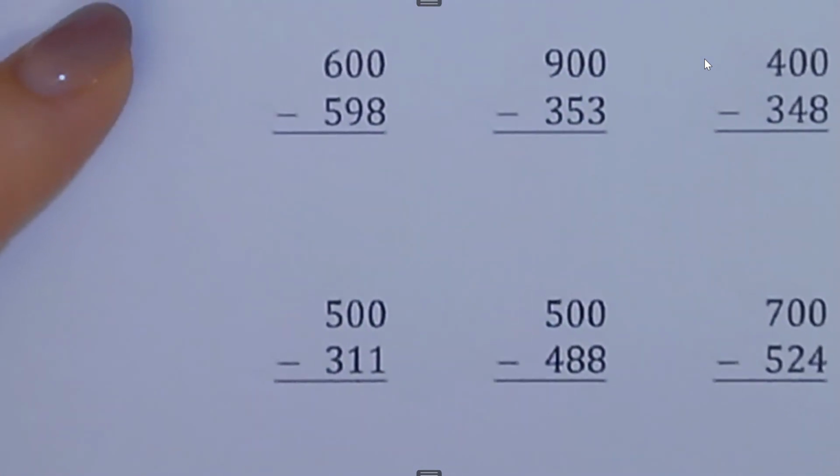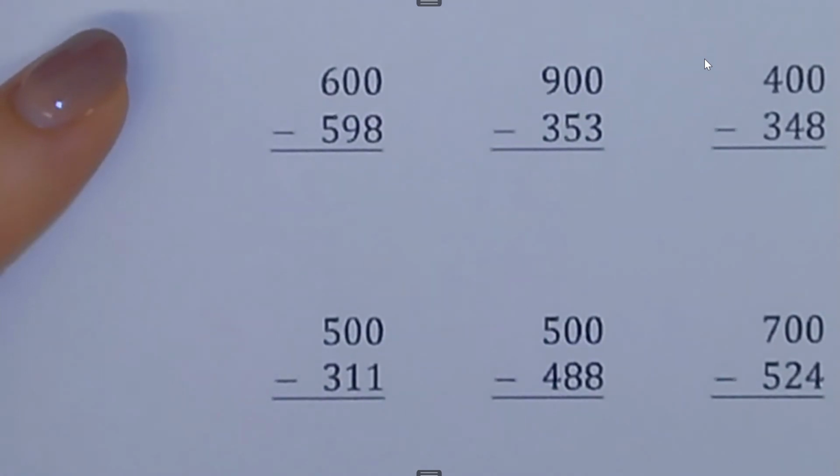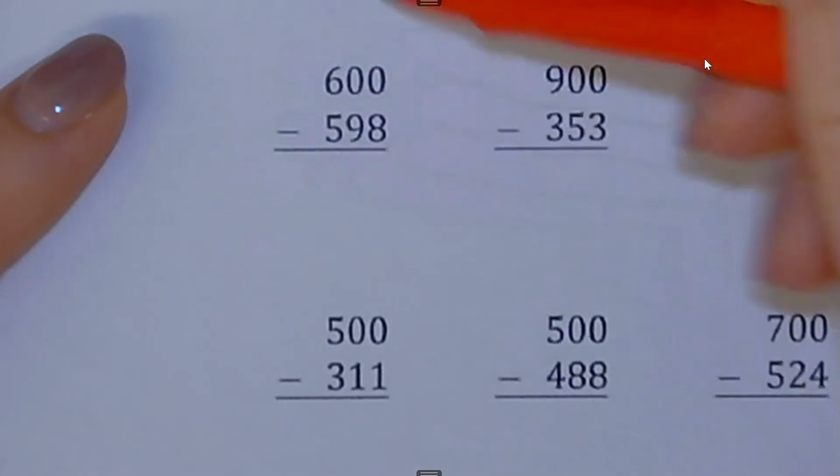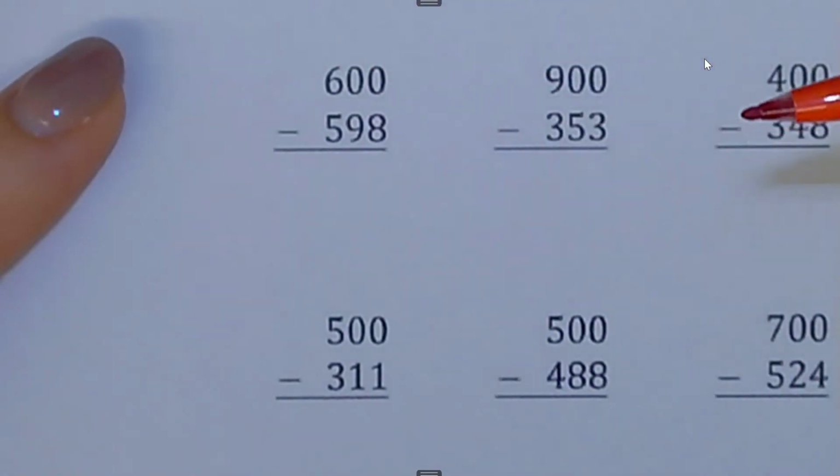Next problem. 600 minus 598. Okay, I want you to go ahead and pause the video and solve this problem on your whiteboard or in your math journal. Press play when you are finished. Okay, if you're back, then you've already solved this problem and you're ready to check your work. If you've not solved this problem, then I want you to stop and pause the video and solve it first. Don't just wait for me to tell you how to do it.